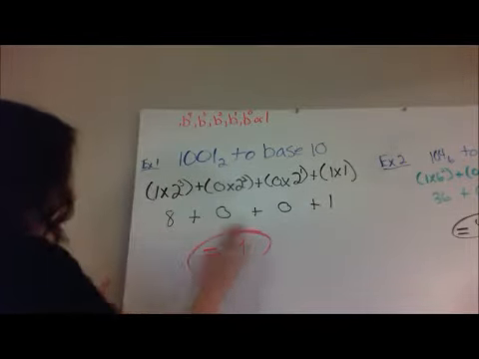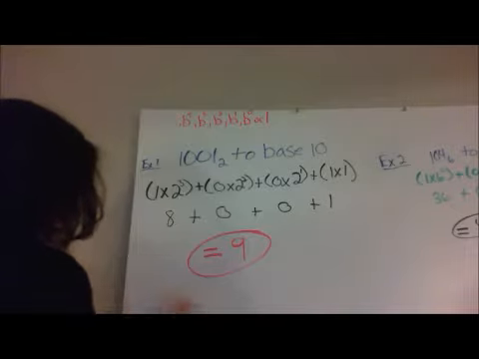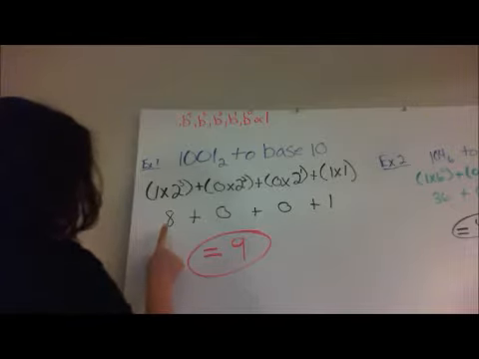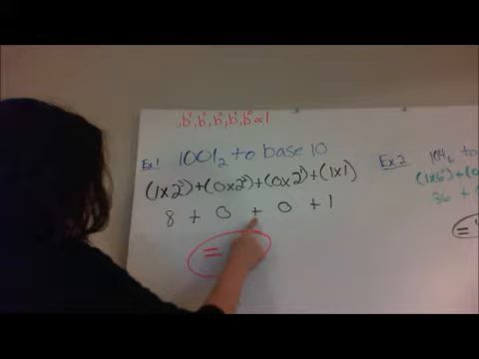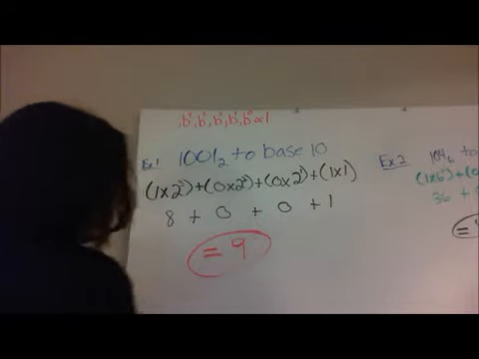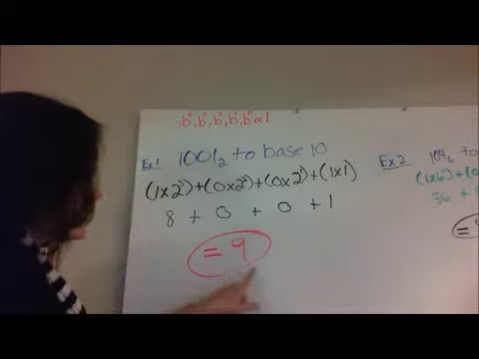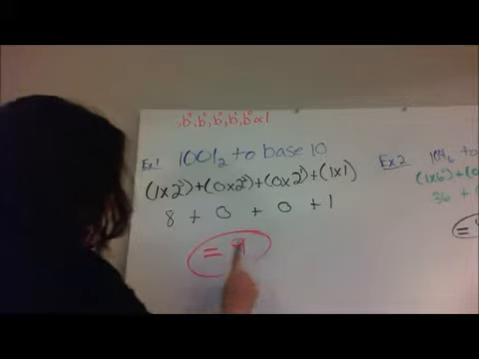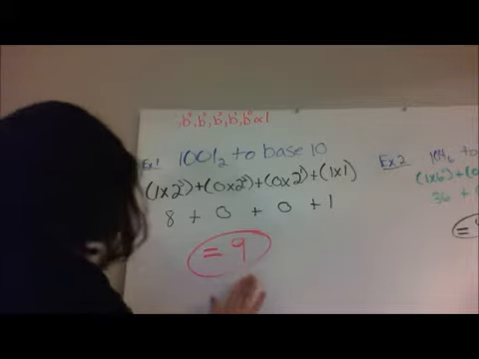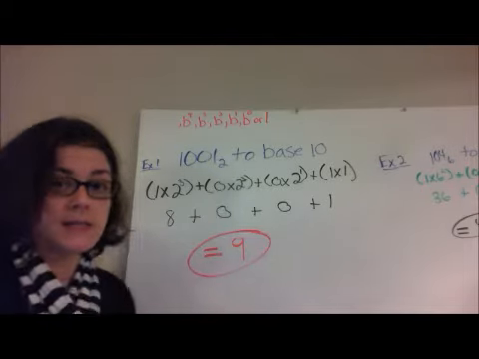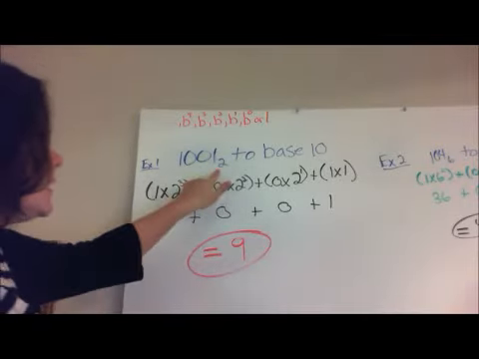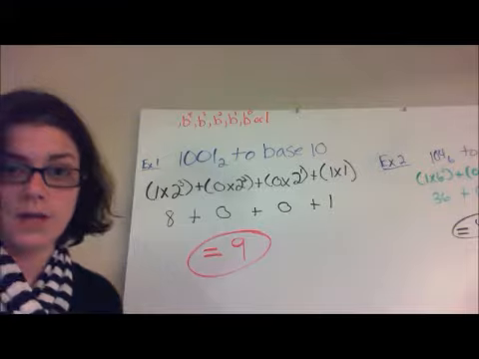Now that we plugged everything in, we just solve the equation. 8 plus 0 plus 0 plus 1. And your answer is 9. It is implied that it is in base 10. No need to actually put the 10 there. If it is in another base, you do need to mark it.